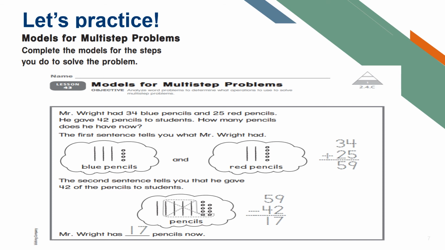It says the second sentence tells you that he gave 42 of the pencils to students. So here we have 59 pencils altogether, but he gave 42 away. That means we need to subtract. So I'm going to do 59 minus 42. 9 minus 2 is 7, 5 minus 4 is 1. So we know Mr. Wright has 17 pencils now.